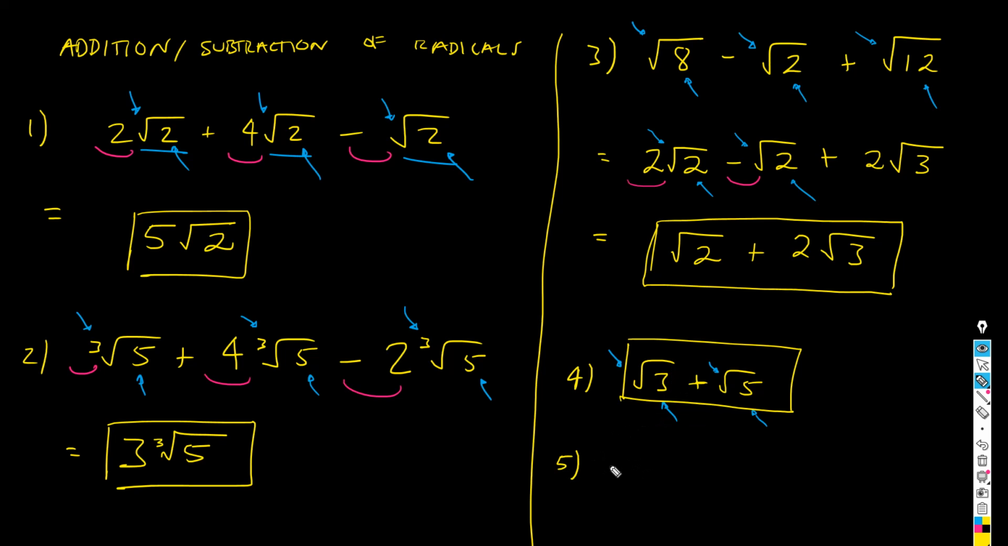Number 5, the square root of 3 plus the cubic root of 3. Same thing, ask yourselves the question, are the indexes the same? In this case, they're not. So there is nothing to be done because the indexes are not the same, and the answer is going to stay the same. There is no way you can simplify this any further. So it's going to stay like that.